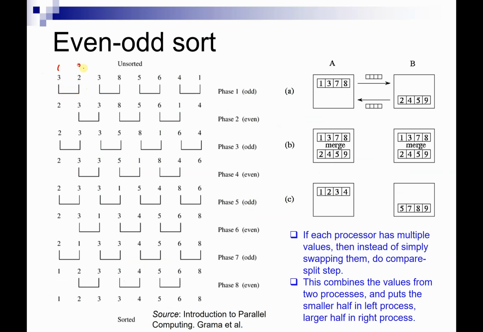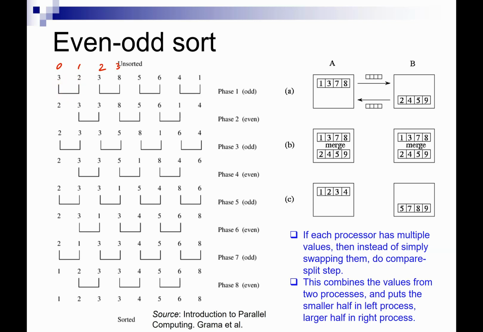So here we have processes 1, 2, 3. No, sorry, I guess the ranks are going to be 0, 1, 2, 3, 4. Yeah, so the ranks start with 0. So here, if I'm in an odd phase and if my rank is even, then I'm going to pair with the next process. But if my rank is odd, then I'm going to pair with the previous process.